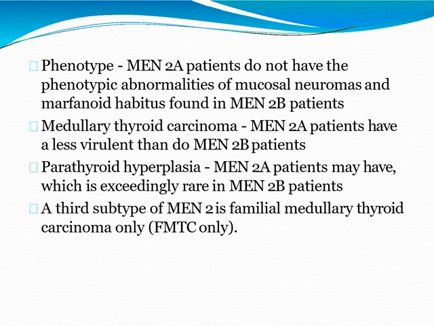MEN2A patients do not have the phenotypic abnormalities of the mucosal neuromas and marfanoid habitus found in MEN2B patients. Medullary thyroid carcinoma in MEN2A patients is less virulent than in MEN2B patients. Parathyroid hyperplasia, again, MEN2A patients may have, which is exceedingly rare in MEN2B. A third type of MEN2 is familial medullary thyroid carcinoma. FMTC is the abbreviation used for this.